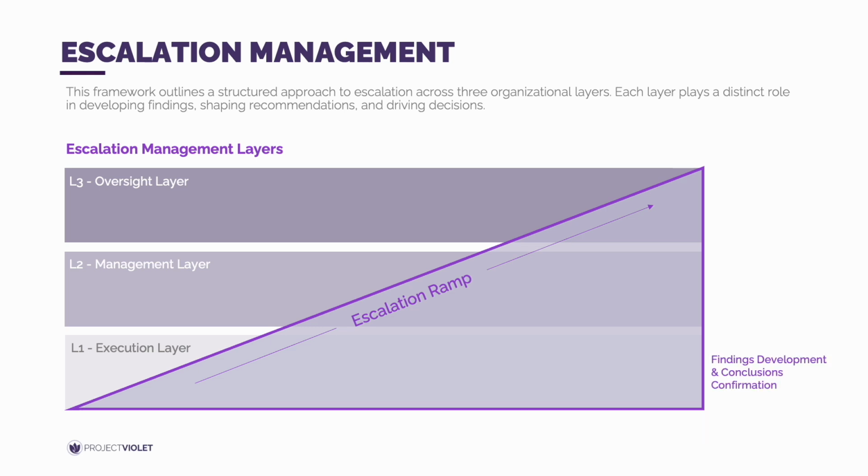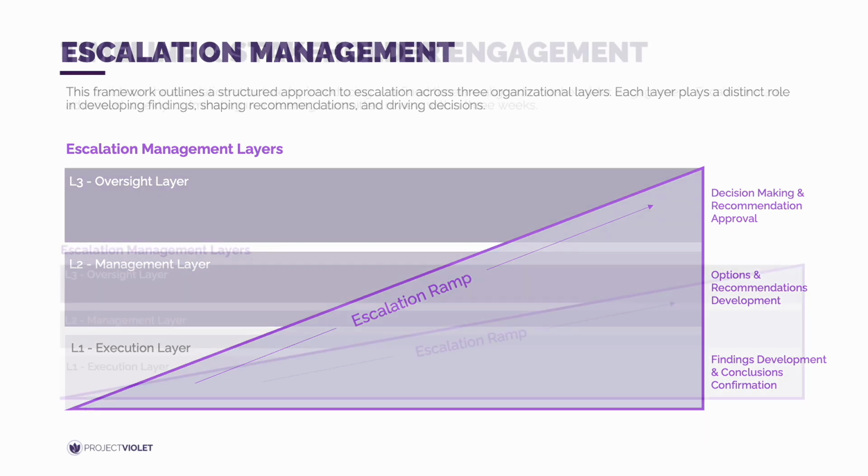Referencing our problem-solving approach, here's the typical division of work. The execution layer validates findings and tests conclusions. They're closest to the issue. The management layer helps shape and prioritize options, often across functions or teams. And the oversight layer makes the decision, and they need a clear case and well-structured recommendation to get there.